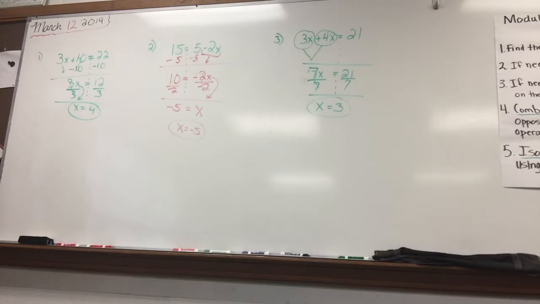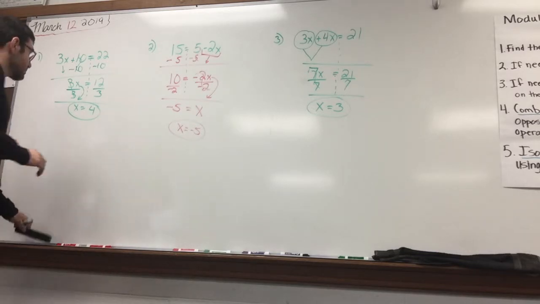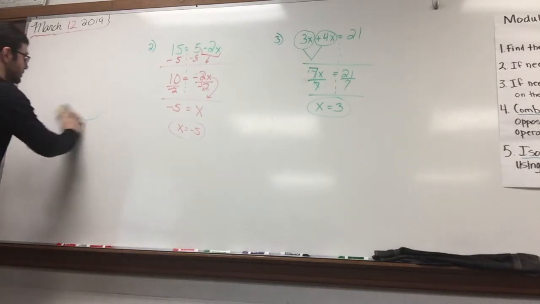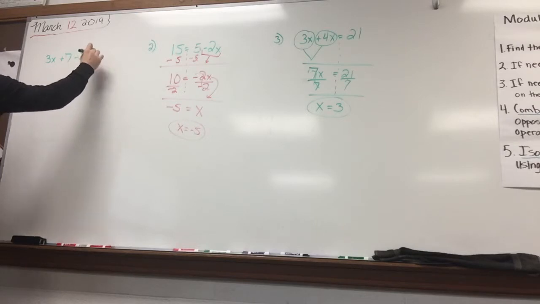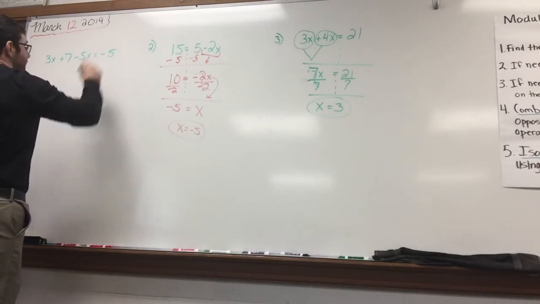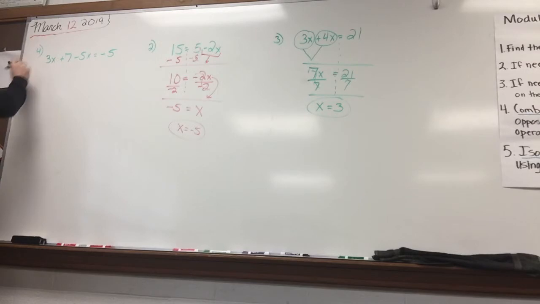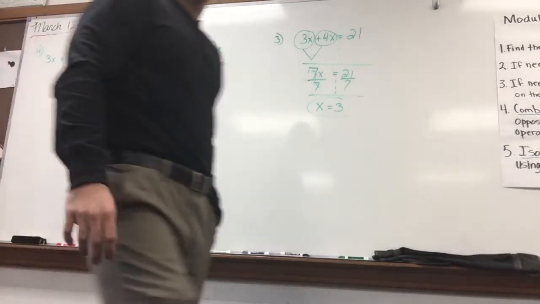Okay, so if you're missing these or you don't have 3 problems written down on your paper, you should really do that. You should fix your answers because this is part of your practice right now. Questions on 1, 2, or 3? Okay. Here we go. 3x plus 7 minus 5x equals negative 5. So this is number 4.